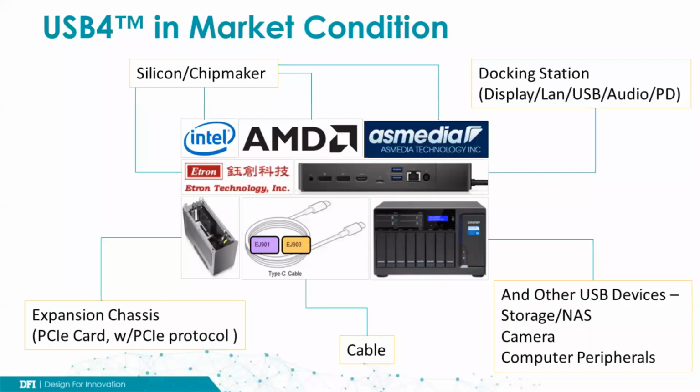As you can see, I try to picture the USB4 ecosystem first, including silicon and chip makers for host side or device side, and docking station, expansion chassis, cable, and other devices such as storage, camera, and other computer peripherals. We have to say the host side silicon suppliers such as Intel and AMD will play the most important role of USB4 being implemented in chipsets.